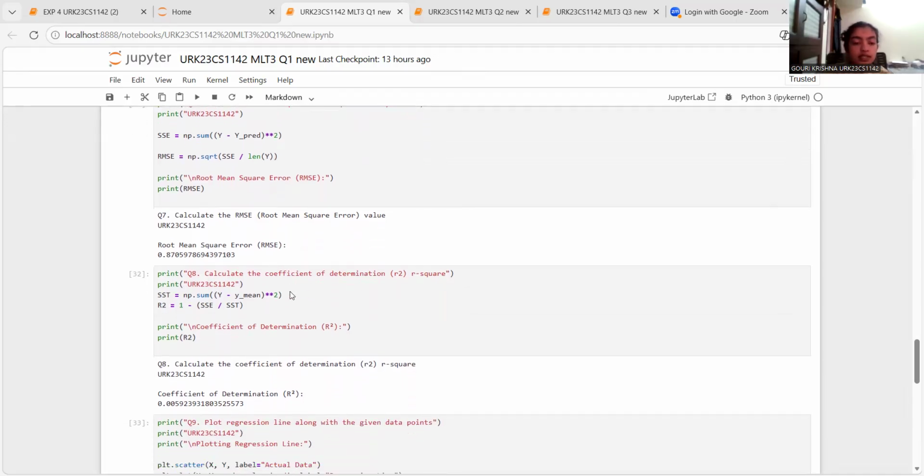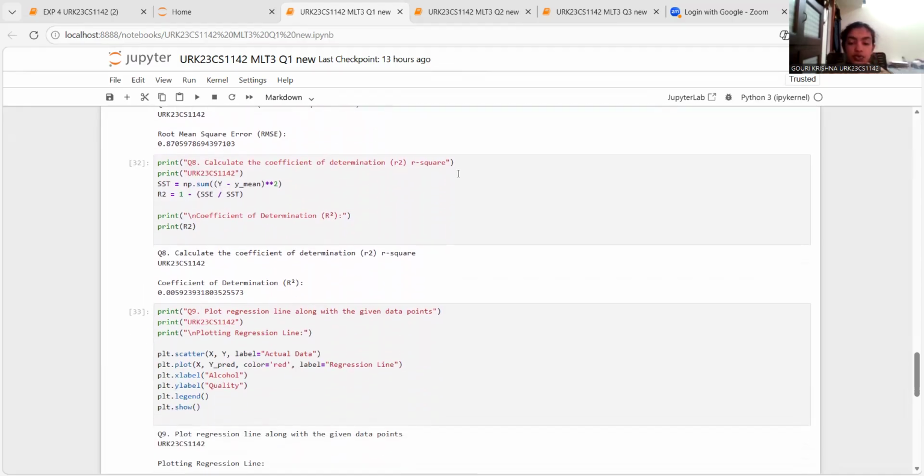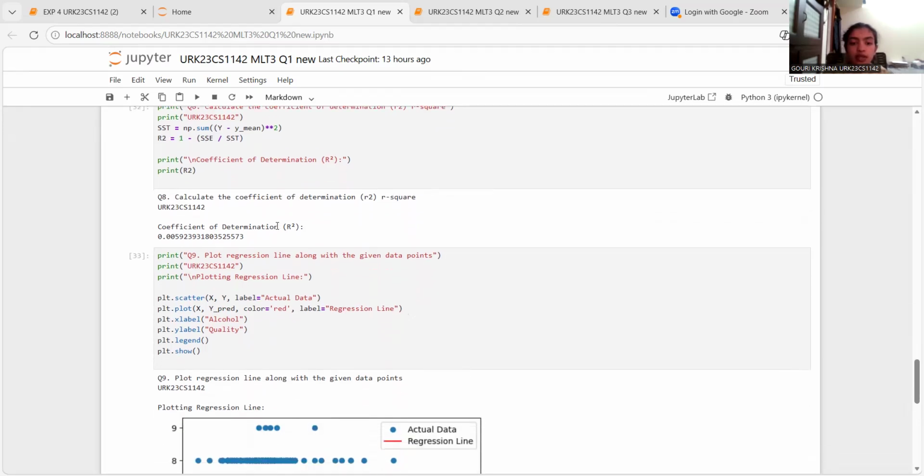So that's it. And the eighth one is to calculate the coefficient of determination, R square value. This R square measures the model accuracy. R square is equal to 1 minus the SSE divided by SST. We have used the equation here. Values close to 1 mean better prediction.